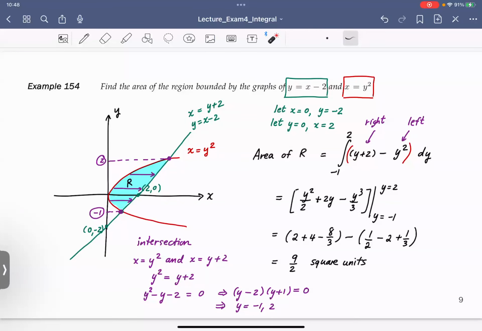Does it make sense? So you have to be super smart and critical about what you pick, the x or the y. Okay. All right, we're gonna have more examples for you to practice slicing the integration, dx and dy. Okay, let's do the next one, 155.